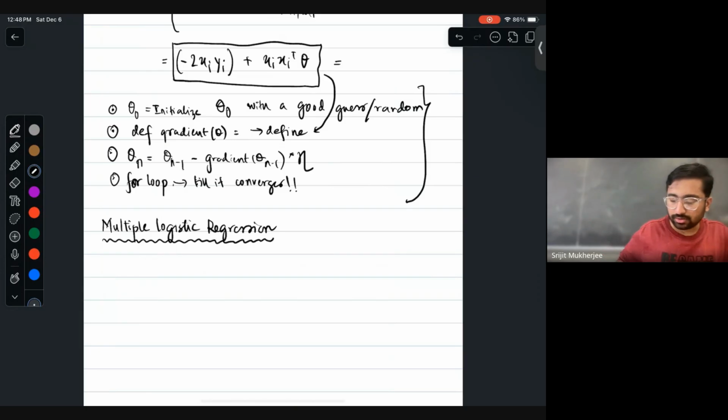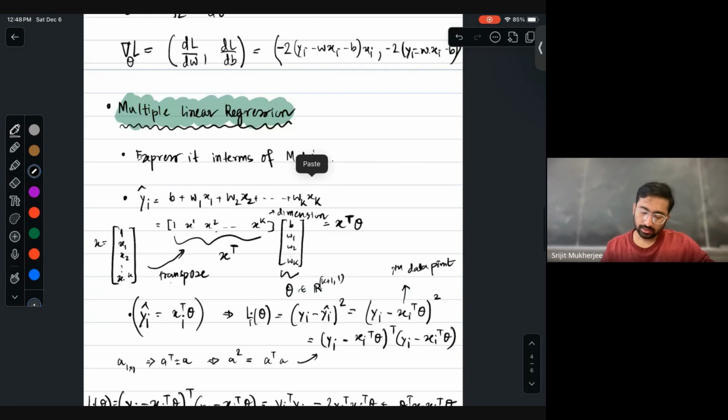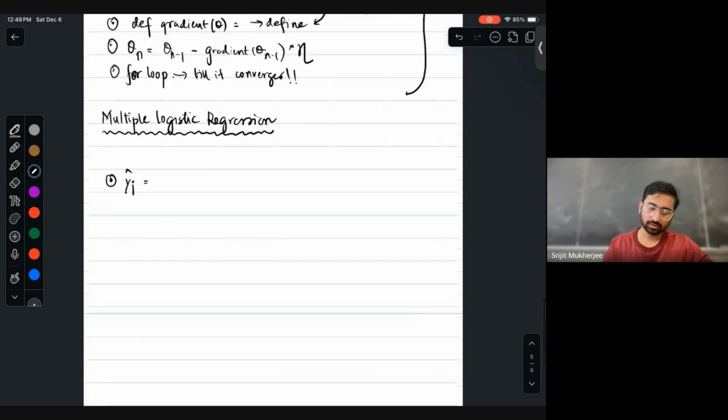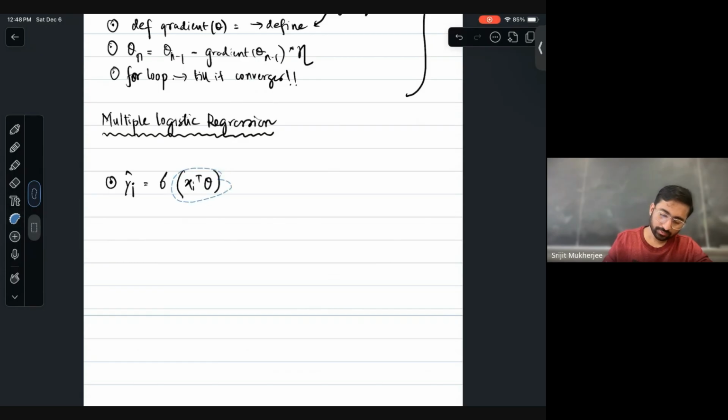So in logistic regression, if you remember, let's directly calculate the y hat in terms of matrices. So yi hat is the same, xi transpose theta, but there is a probability function on it, which we call softmax. We can also call it sigma if it's for binary.